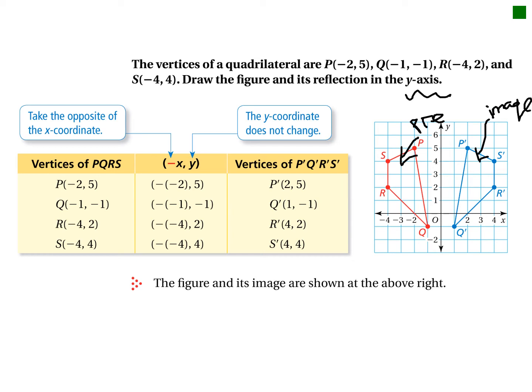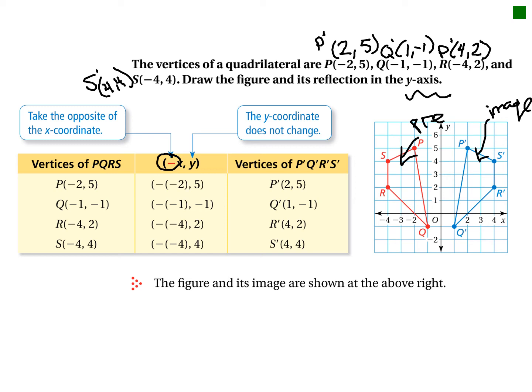When we're reflecting in the y-axis, we're going right and left. And we take the opposite of the x value. So the opposite of -2 is +2. Keep y the same. This is P's image. Take the opposite of Q's image. The opposite of -1 is +1, and the y's stay the same. R's image, the opposite of -4 is +4, and the y stays the same. And last, S's image is the opposite of -4, which is +4, and 4, and that's exactly what this table showed us.